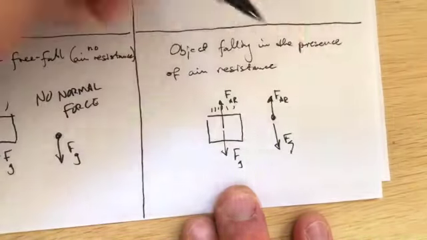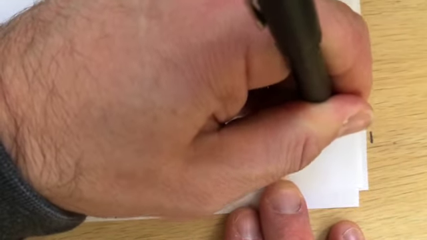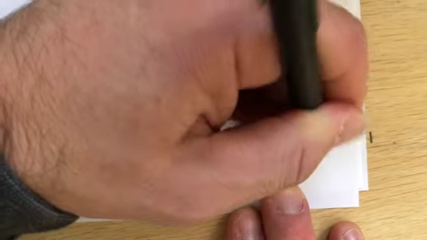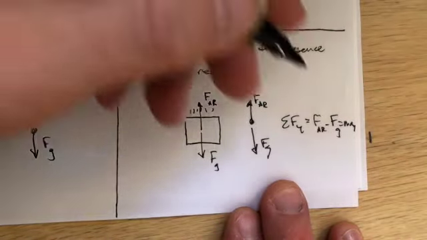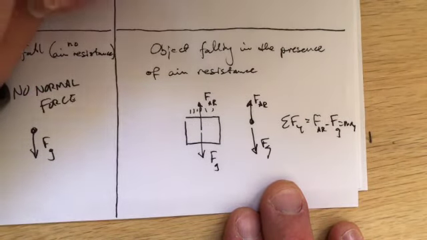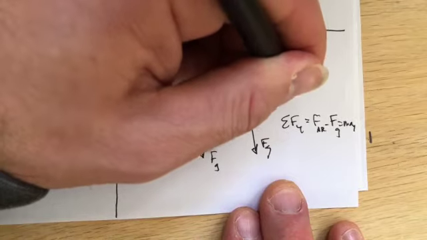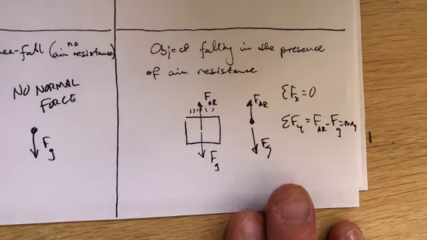And when I sum up my forces in the y direction, it's going to be now F air resistance minus Fg equals MAY. And again, if they're equal, it's going to be 0. That would be terminal velocity, but again, no forces in the x direction. All right, that is it.